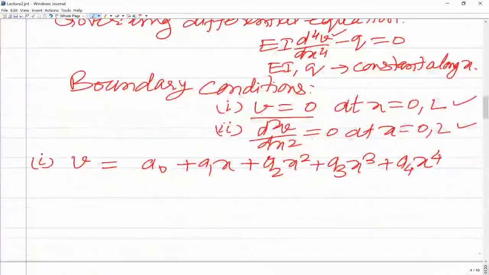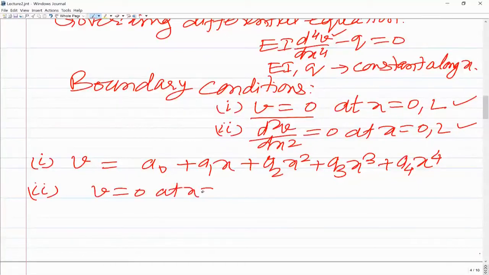Coming back to this, I was saying this is the minimum solution you have to assume, x power 4, so that it is differentiable four times. Then the next step is that we eliminate some of the constants by satisfying the boundary conditions. The next set of steps: v equal to 0 at x equal to 0. When we put x equal to 0 in this, all the terms will be 0, only a naught will be there. So this will give us a naught equal to 0.